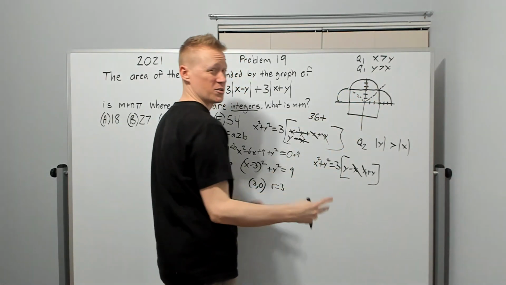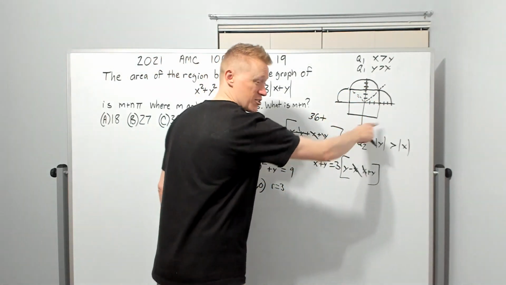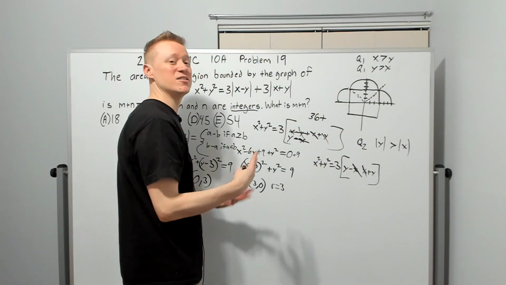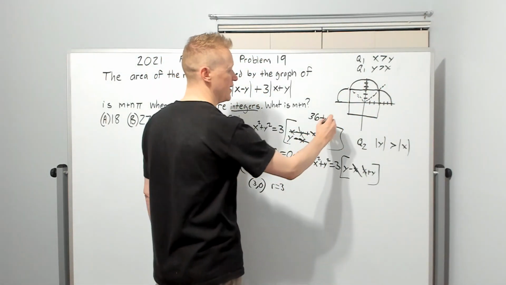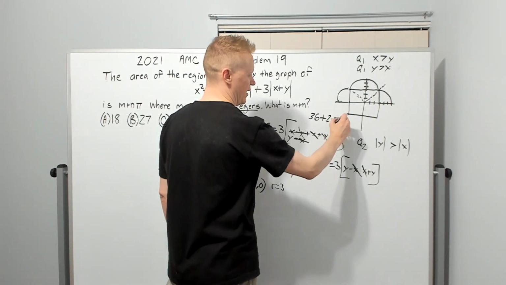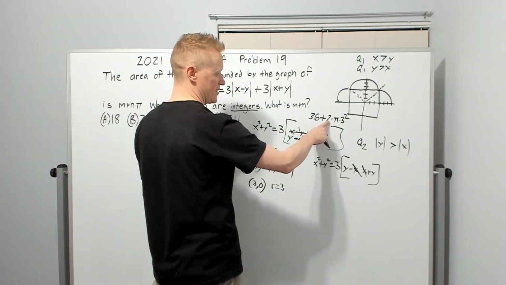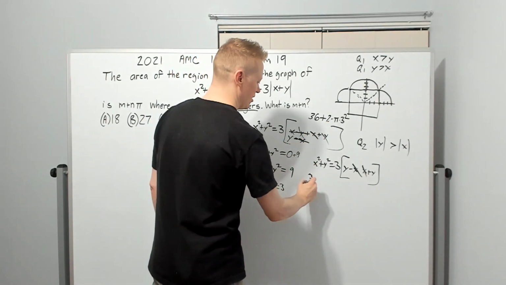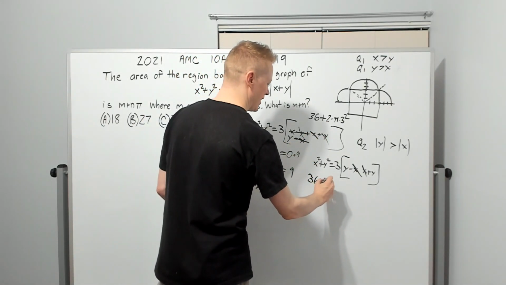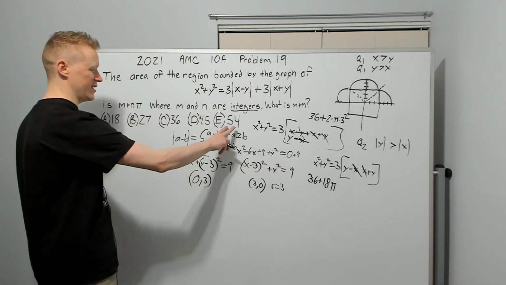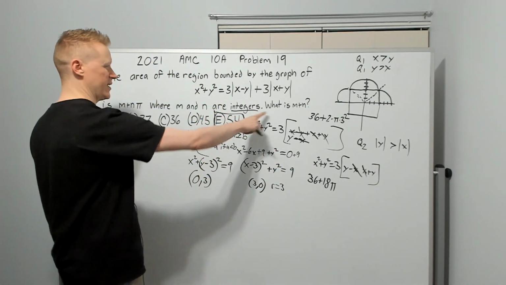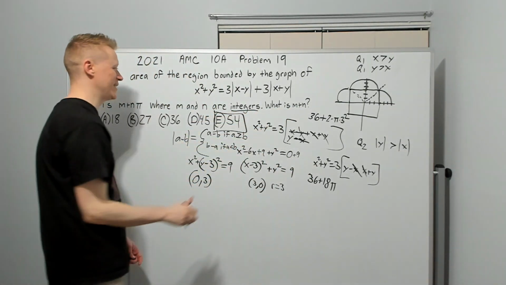3, 4 quarter circles is a circle. There's another circle that's the same size down here. It's 2 circles of radius 3. So it will be 2 times pi times r, which is 3 squared. And that's 9 times 2 is 18. You get 36 plus 18 pi. 36 and 18, 54, because we're supposed to add m plus n.